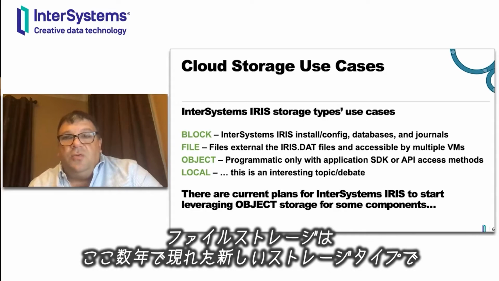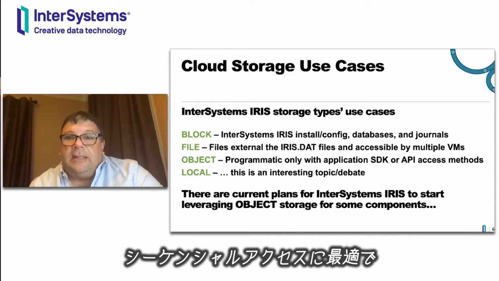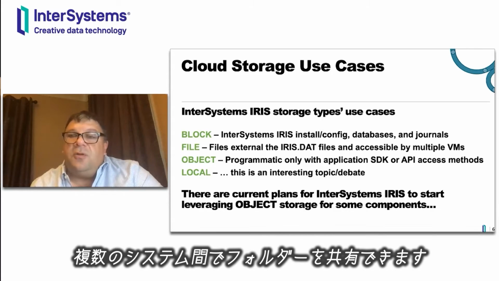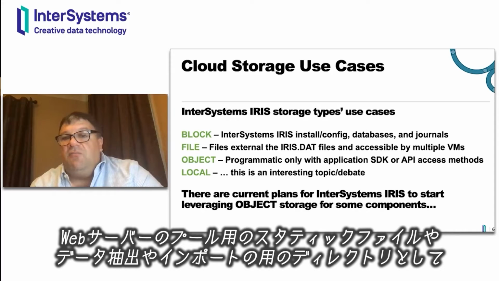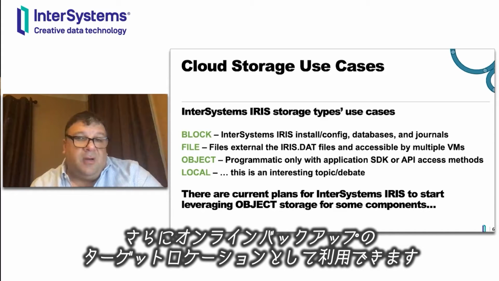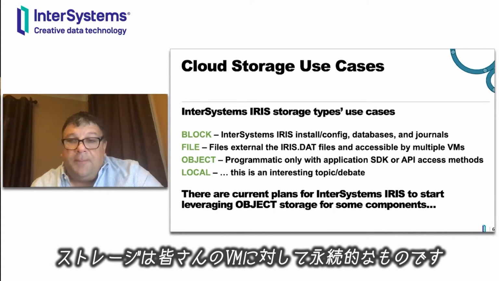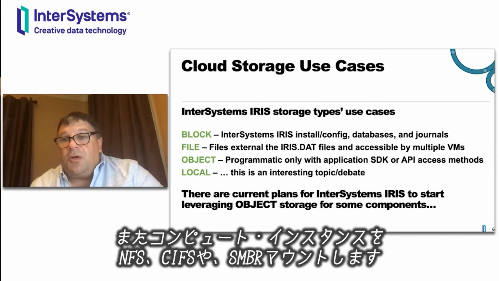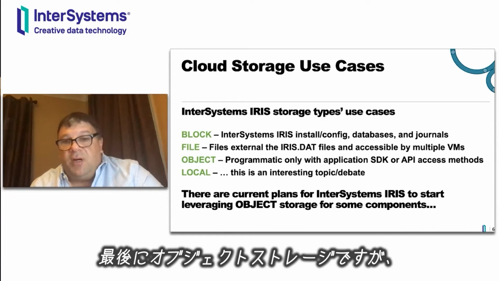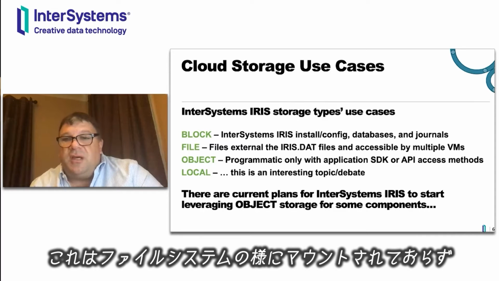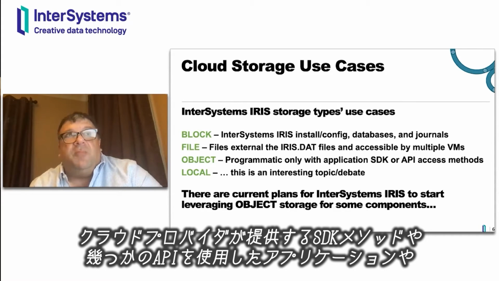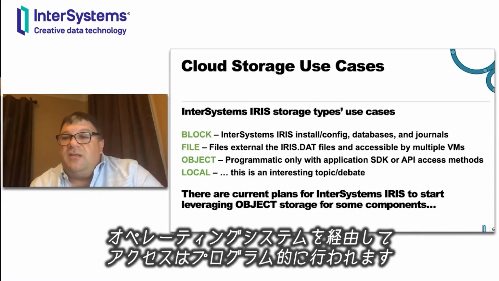File storage is a relatively new storage type, maybe been around for a few years, and is great for sequential access and shared folders between multiple systems, such as static files for a pool of web servers, data extracts or import directories, and even our online backup target locations. Storage is persisted to your VM or compute instance as an NFS, a CIFS, or an SMB mount. Then we have object storage, which is probably one of the original cloud storage types. It is not mounted as a file system, but rather access is programmatic through your application or operating system by the cloud provider's SDK methods or some APIs.